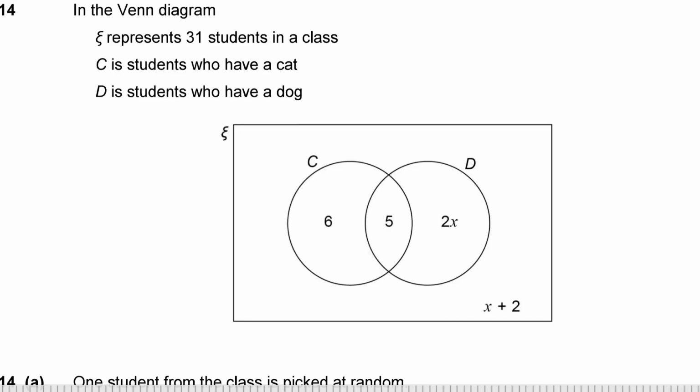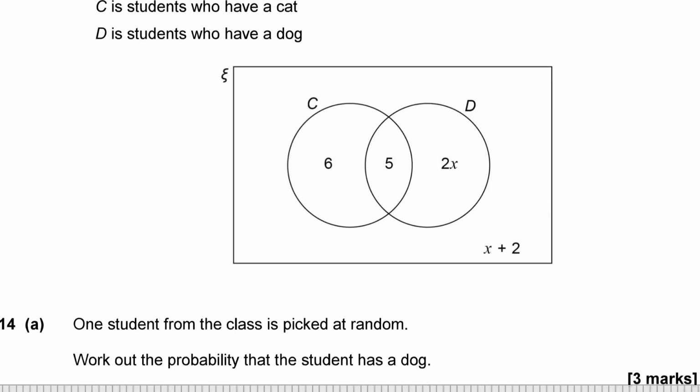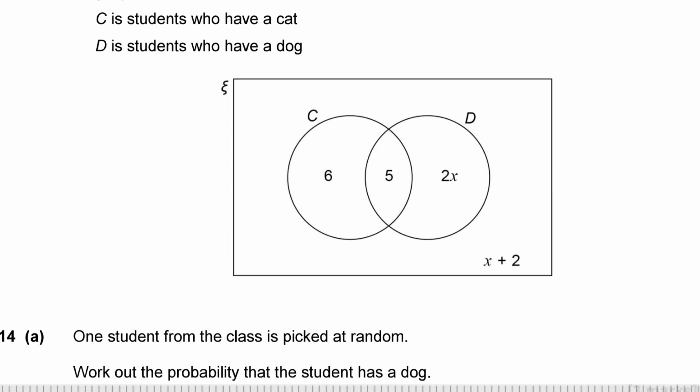Question 14, we've got a Venn diagram. Now this little squiggly E stands for the universal set. So the universal set represents 31 students in the class. So that's the total number of things being represented inside this Venn diagram. C is the students who have a cat, and D is the students who have a dog. One of the students from the class is picked at random. Work out the probability that the student has a dog.